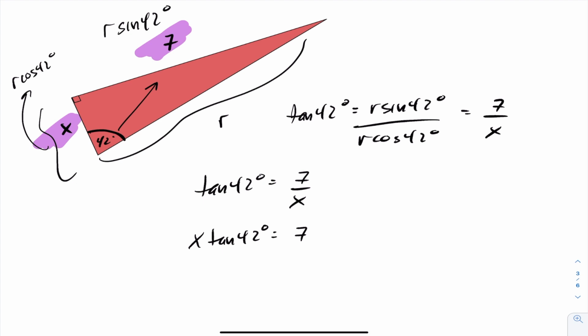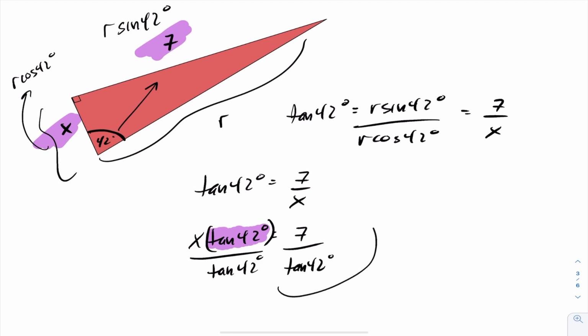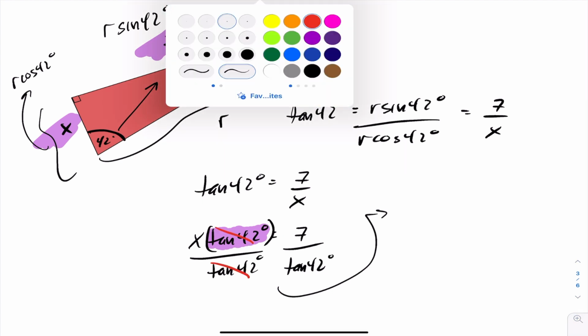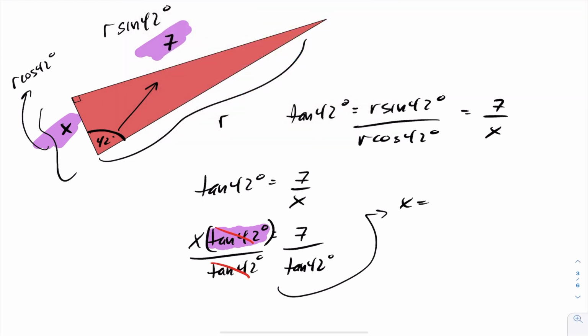Again, keep in mind, the tan of 42 is just a number. It's just a number in itself, right? You can't divide across by tan or subtract 42 or something like that. This is all one expression, one value. So we're going to divide across by the tan of 42. Those tans on the left-hand side will now cancel, and you will just be left with x equals 7 over the tan of 42 degrees, which is approximately equal to 7.77.